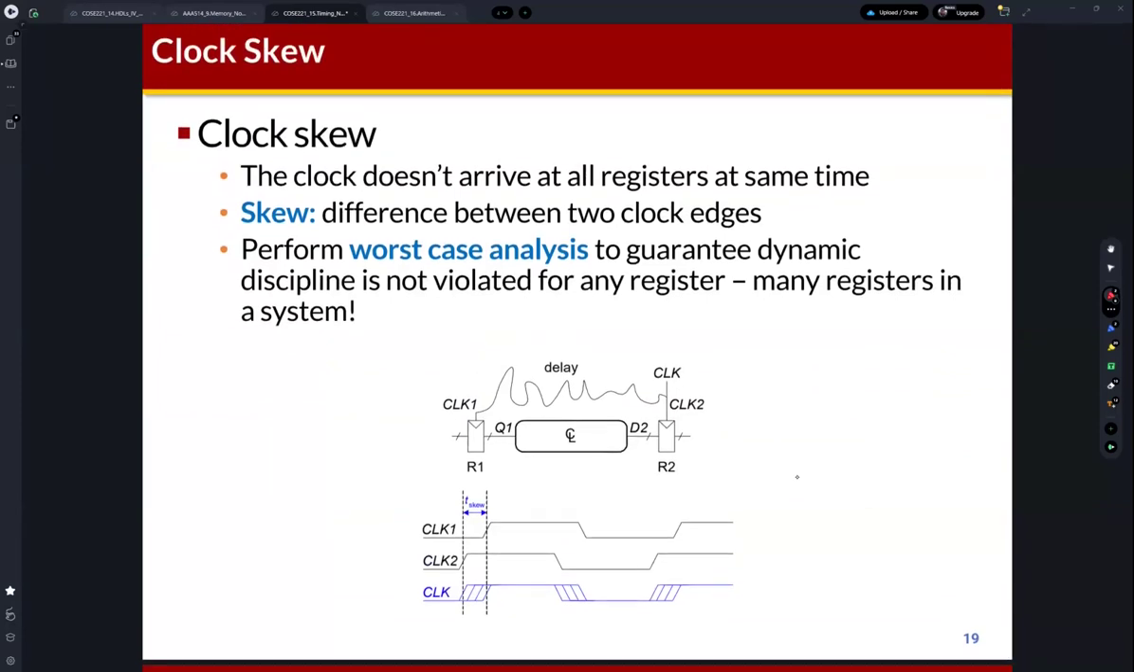So if you see this slide, you can find the definition of the clock skew. Clock doesn't arrive at all registers at the same time. As I mentioned, because of wire delays, the clocks cannot arrive at all registers at the same time. When we assume the ideal clock, the clock needs to arrive at all registers at the same time, but it's not possible. So the clock skew is defined as the difference between two clock edges. Okay, so the clock timing can be changed.